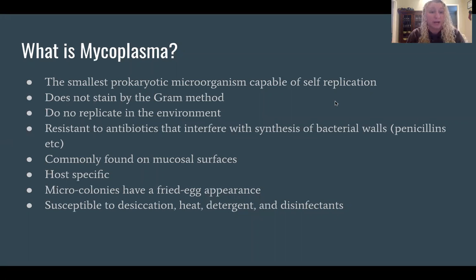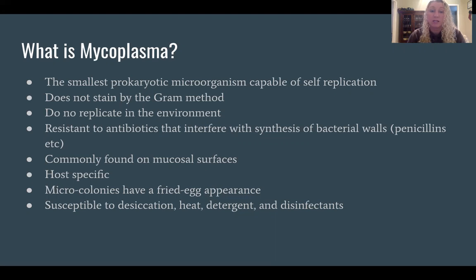So what is Mycoplasma? Mycoplasma is the smallest prokaryotic microorganism that is capable of self-replication. It does not stain by the Gram method, and it does not replicate in the environment. It is resistant to certain antibiotics like penicillin that interfere with synthesis of bacterial walls. It's commonly found on the mucosal surfaces and is host specific.